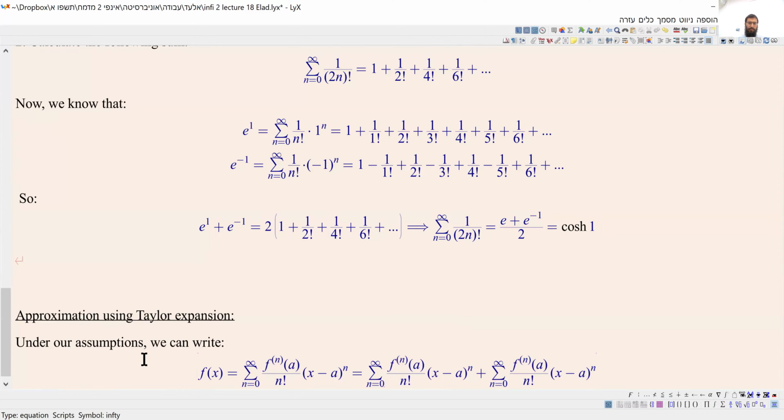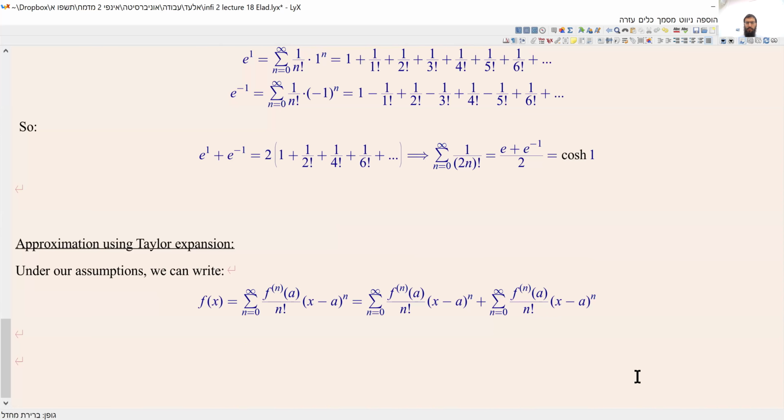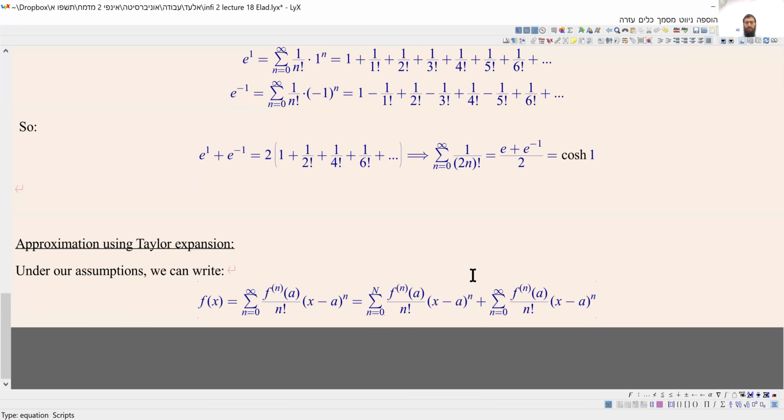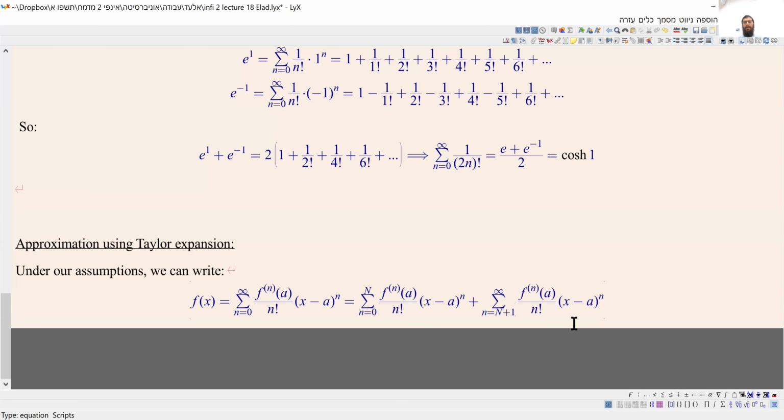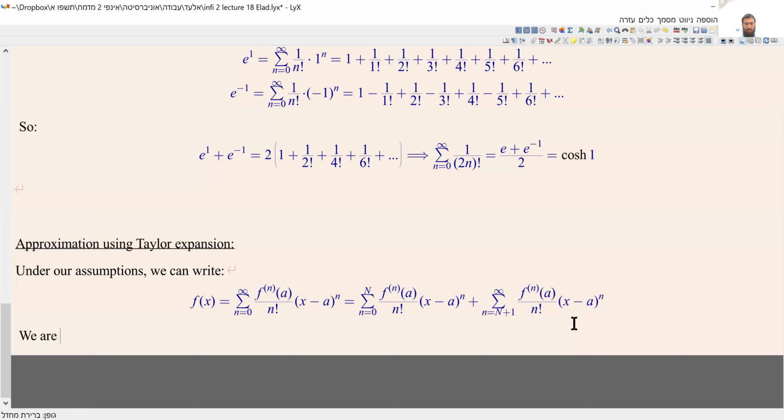Calculate the sum to some index n, and the rest of the sum. We are familiar with both sums. One is the partial sum, and the other one is the remainder.